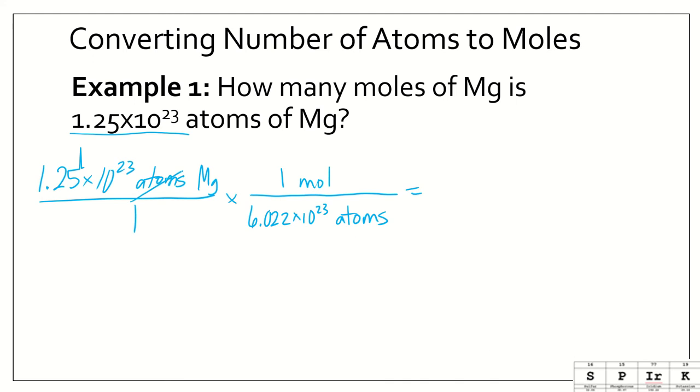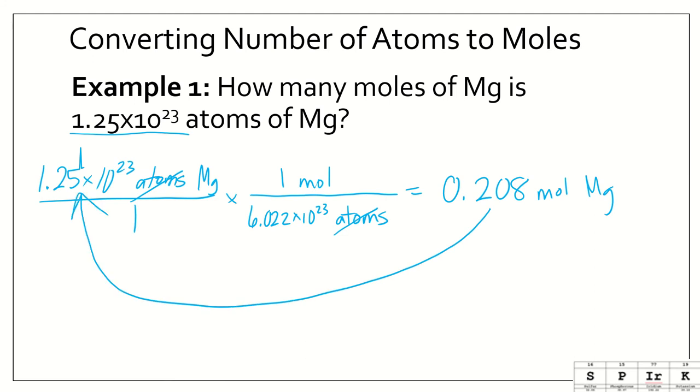So we cross out atoms with atoms, and we go ahead and multiply 1.25 times 10 to the 23rd divided by 6.022 times 10 to the 23rd, and we get 0.208 mole of Mg. So what this means is that in 0.208 moles of magnesium, there are 1.25 times 10 to the 23rd atoms.